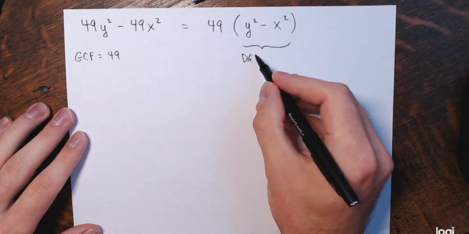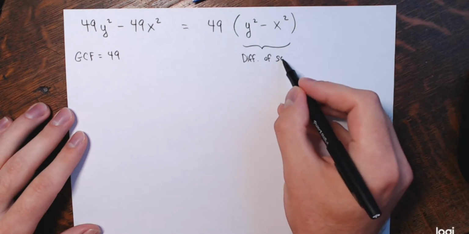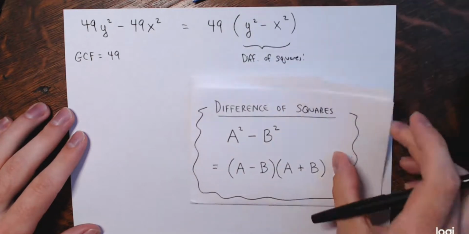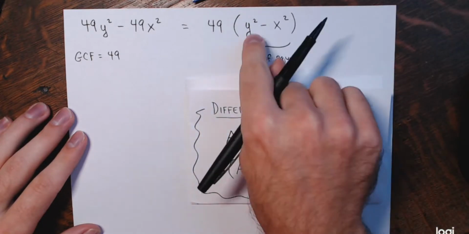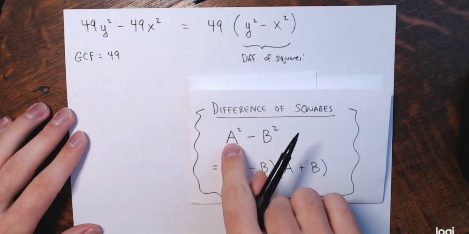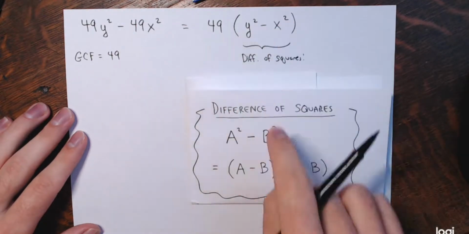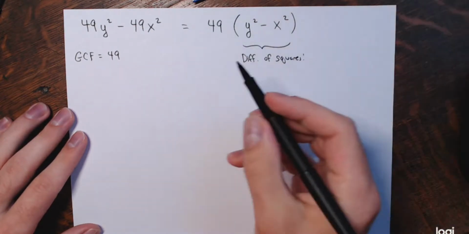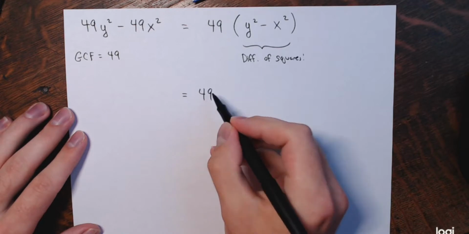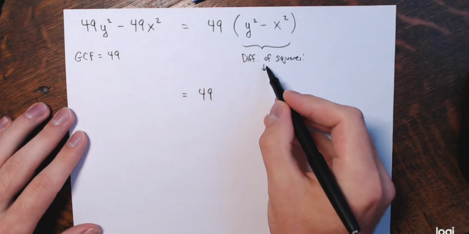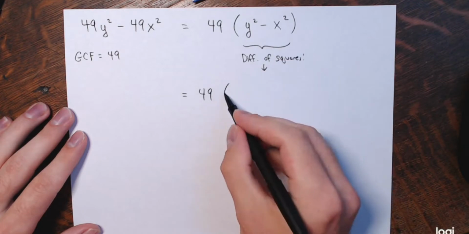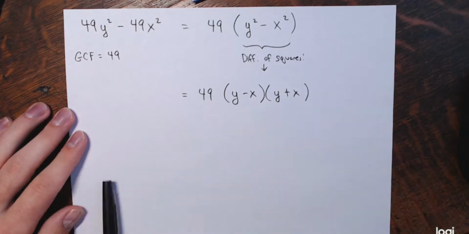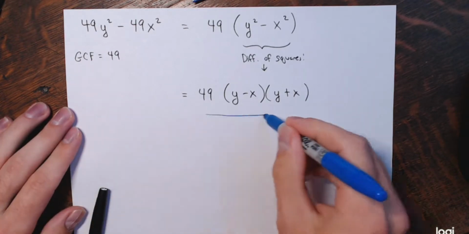I'm hoping you see this, right? I'll just put diff of squares. All right, the only difference is, instead of a squared minus b squared, it's y squared minus x squared. So y is like the a and x is like the b. So this will factor to y minus x times y plus x, or y plus x times y minus x. It doesn't matter, right? So we got the 49 that we pulled out earlier, and then this difference of squares, y squared minus x squared, would factor to y minus x times y plus x. And this now is as factored as that expression will get, right?